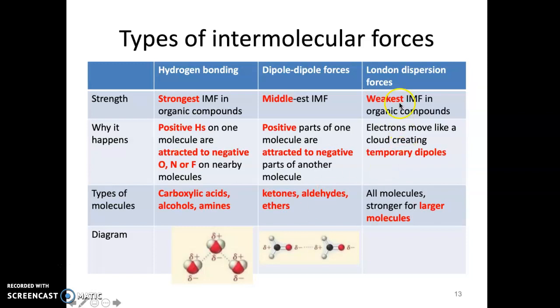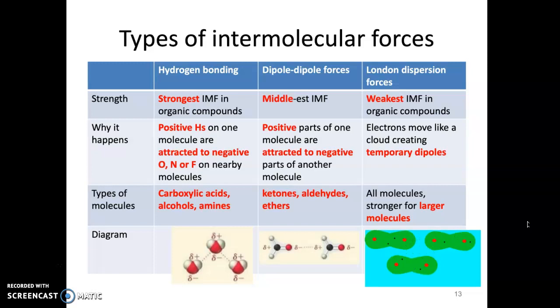And then the last type, London dispersion forces. These are our weakest intermolecular force because they are most important for non-polar molecules, so things like hydrocarbons that don't have these negative and positive parts. And they happen because the electrons are always just kind of moving around in the molecule. So I've kind of got a picture of that. And every once in a while, the electrons will organize themselves so that those molecules want to stick together. You're kind of seeing that here. And it's most important for larger molecules.